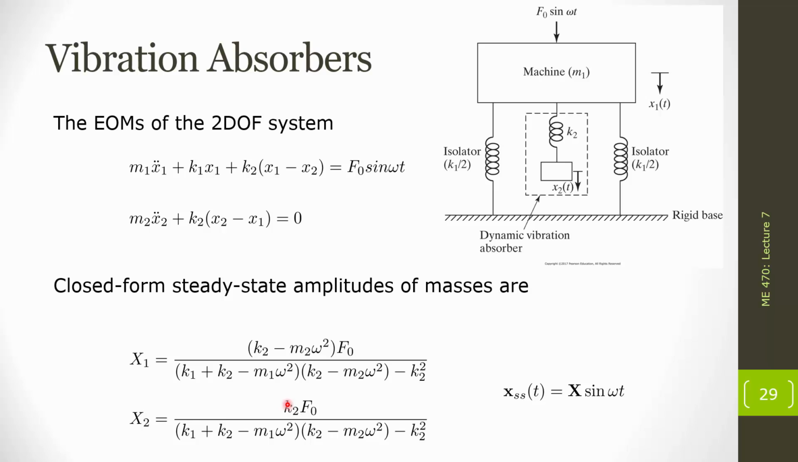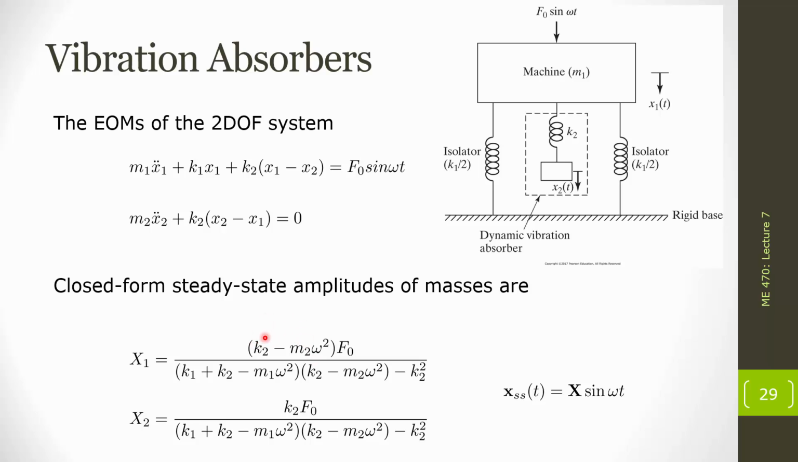However, x1 is impacted by the K2 we choose for the absorber, and it's impacted by the mass and the driving frequency. And this is going to be important in how we select the design for our vibration absorber. The fact that these numerators are different, and the fact that the numerator of x1 is going to be determined by the driving frequency and both of the design parameters that we choose for the vibration absorber.